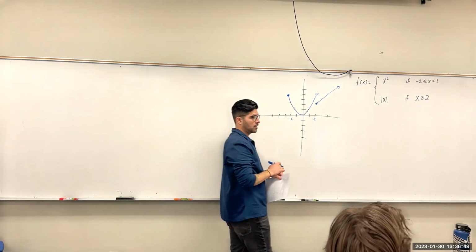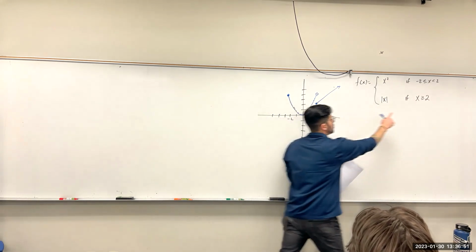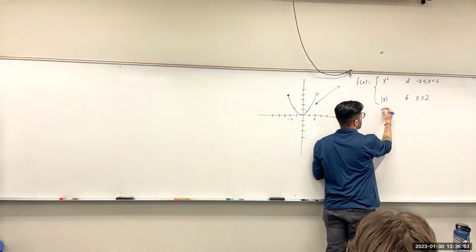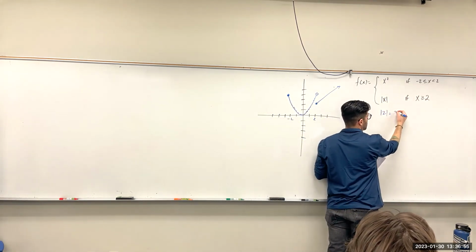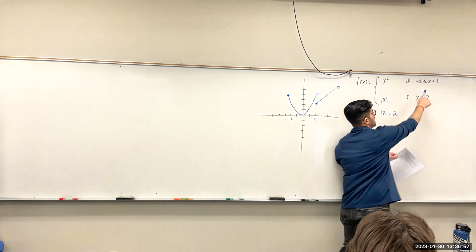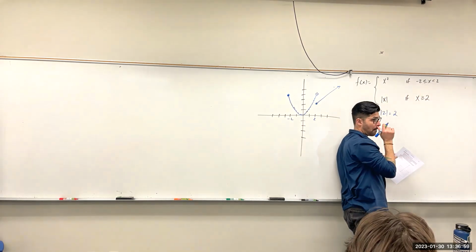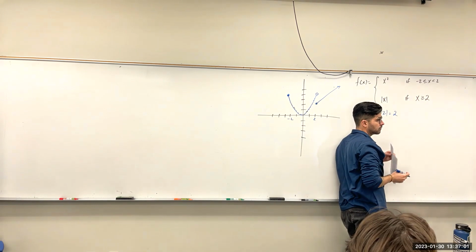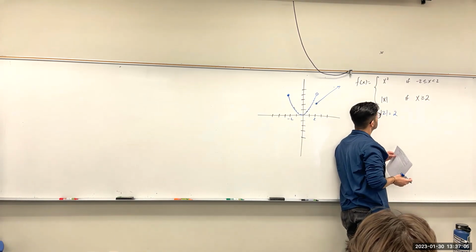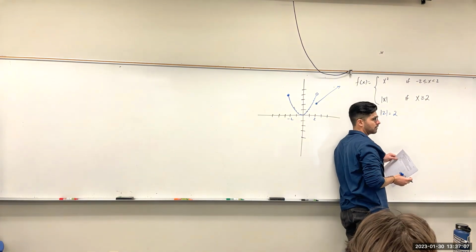Why is it at (2, 2)? At (2, 2), because when you plug in the 2 here, the absolute value of 2 is 2, versus here, where it was squared. Yeah, question. So when you do it for the square, you're plugging in and now it is y equals x squared. Correct. Yeah, exactly.